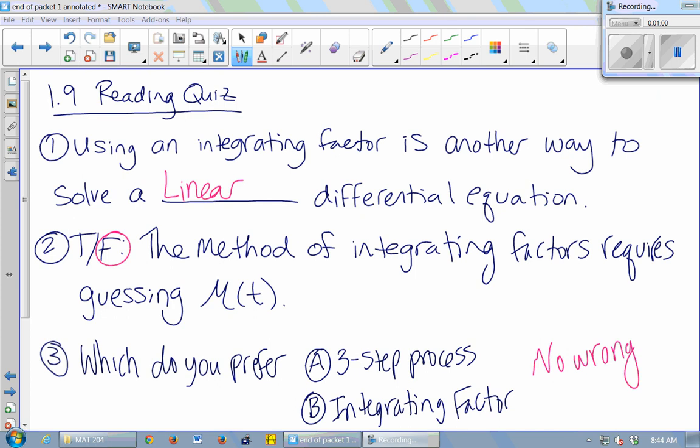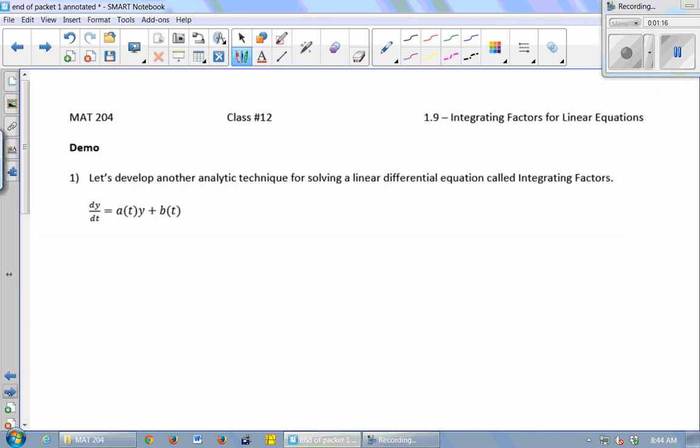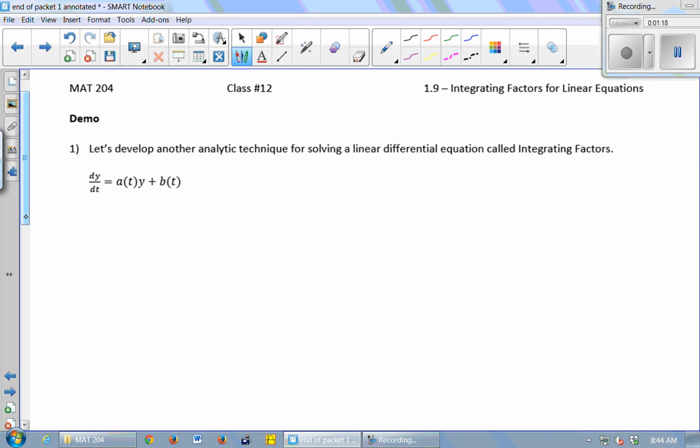All right, so we're going to start class by developing where integrating factors come from, and why it works. Once you see where it comes from, it's very rote. You can just apply it and it just works. But before that, I'm going to show you where it comes from. Okay, so dy dt equals a of t y plus b of t. This is a linear, non-homogeneous differential equation.